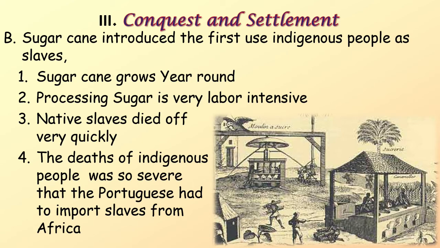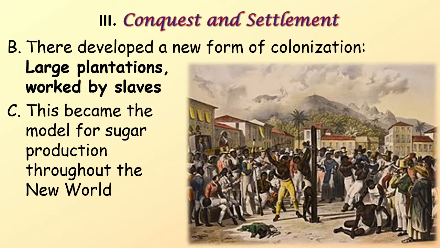Sugarcane introduced the first use of indigenous people as slaves. Now, you got to know some things about sugarcane. Sugarcane grows year-round. Processing sugar is very labor-intensive, and if you don't process it within like 24 hours after you harvest it, it starts to go bad. So it has to be done quickly. And it's very hard work, and native slaves died off very quickly. And the deaths of indigenous people was so severe that the Portuguese had to import slaves from Africa.